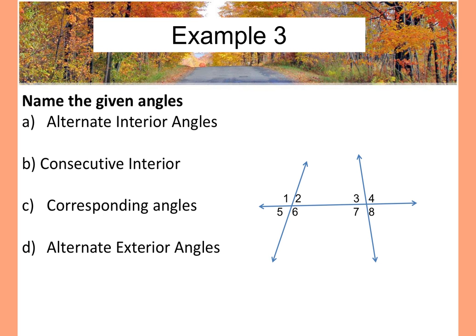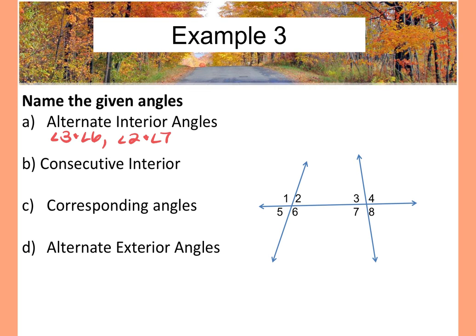Okay. All right, last example, and it says to name the given angles based on that diagram. So again, if you do it, we'll go over it. Give me one pair of alternate interior angles. 3 and 6. That works. Give me the other one. 2 and 7.